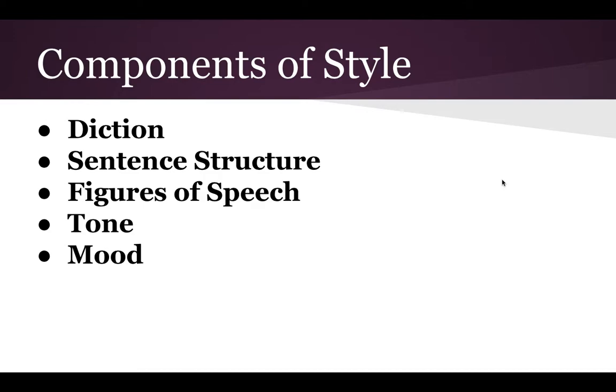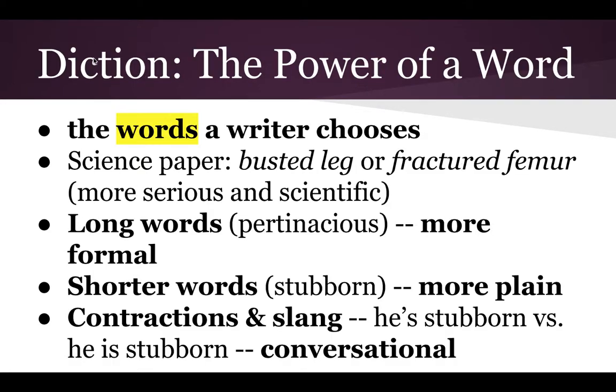So here are 5 components of style: diction, sentence structure, figures of speech, tone, and mood. Now I'm going to hit next, and I know you're probably writing down notes, but each of the next slides are going to be these 5 things. So it's okay if you didn't get all 5 written down just a second. So the first one is diction.